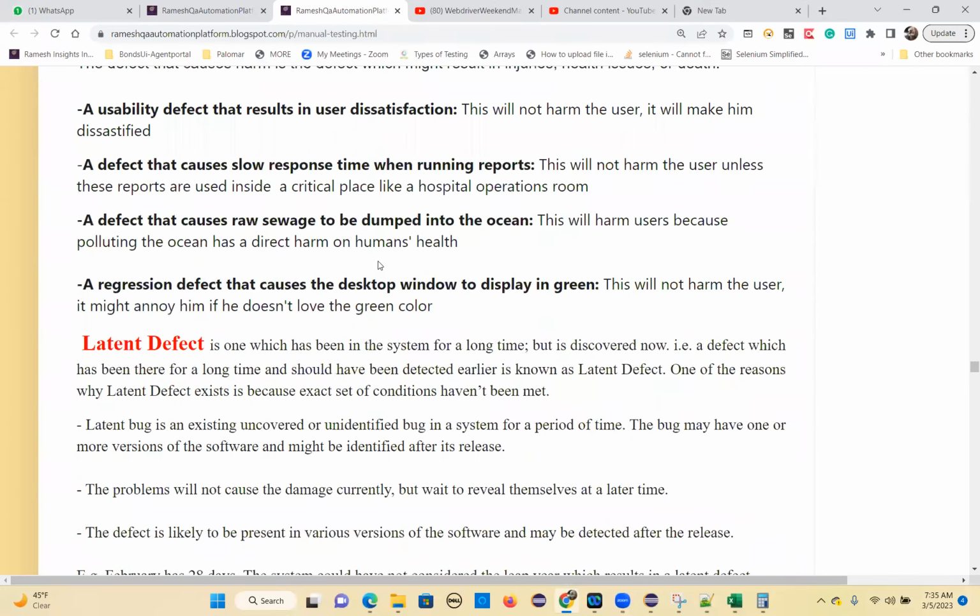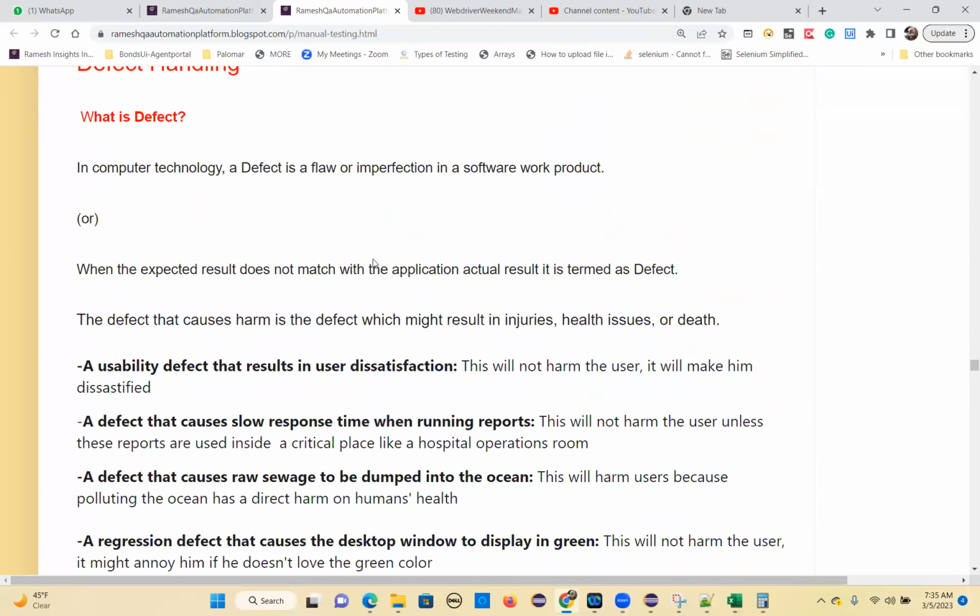So there are a few definitions we should understand. What is a defect? A defect is nothing but a mistake in the code, or a flaw or imperfection in your software, which is not working as intended. It's not matching your expected result or customer expectation, and the application is behaving strangely. Application behavior is not what the customer is expecting. So that's the defect.